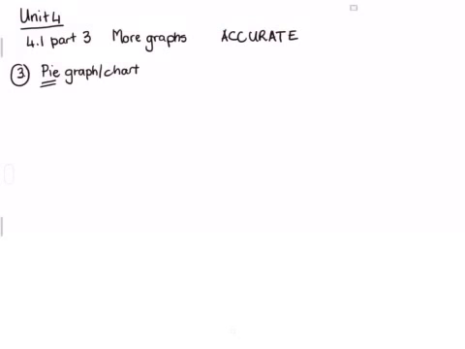And the word tells you it looks like a pie. It's circular like a pie. When is this one quite good? It shows relative frequencies. So it shows the frequency of each category. Again, it's usually categories, but it shows the frequencies relative to the whole amount.